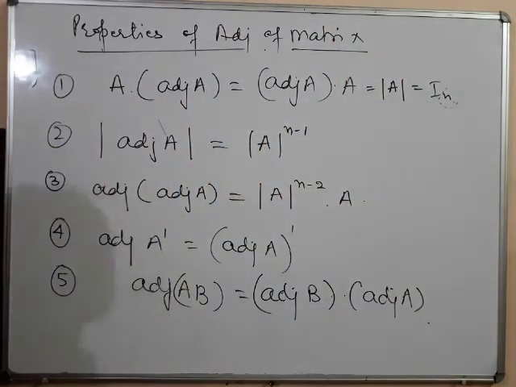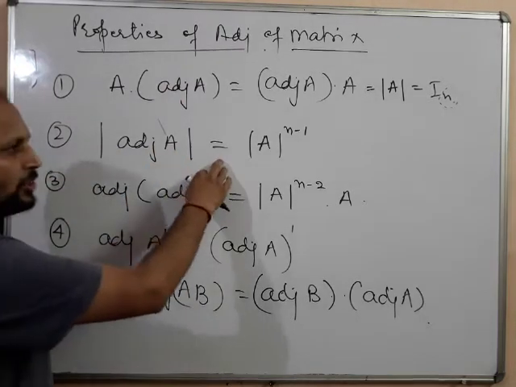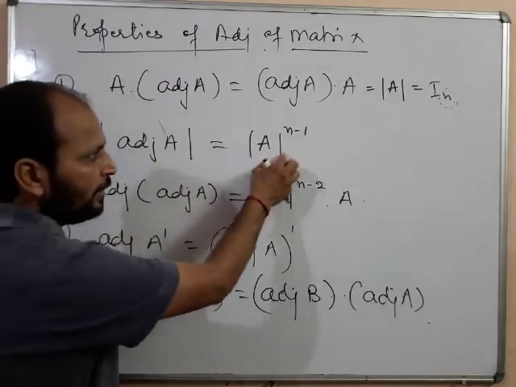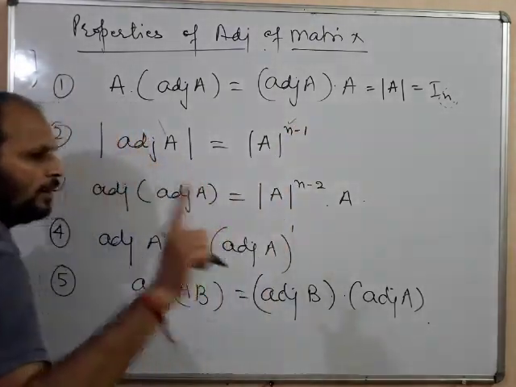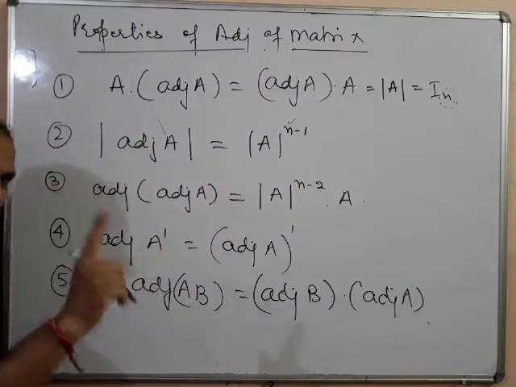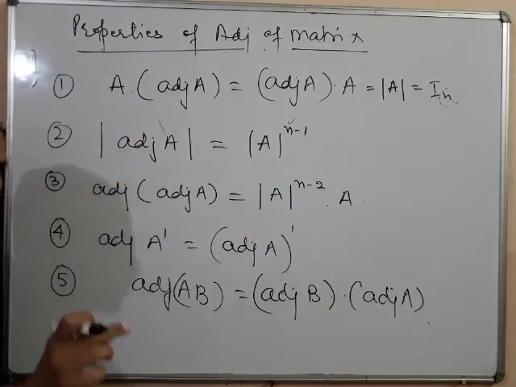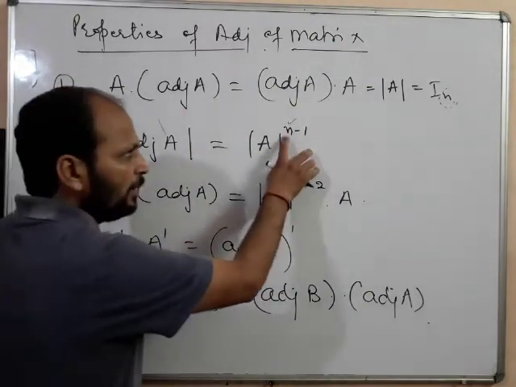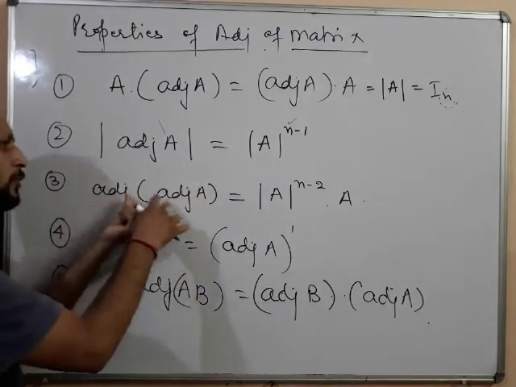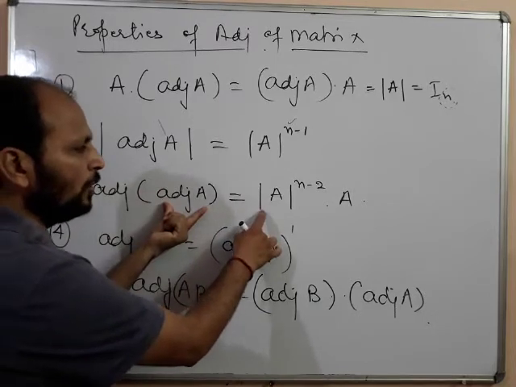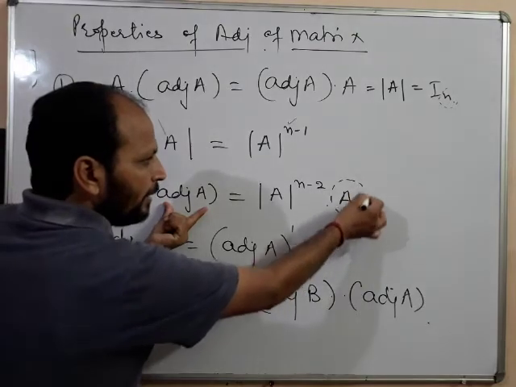And the second is, if we take the determinant of the adjoint of the matrix A, that will be equal to the determinant of A to the power n minus 1. What is the meaning of n? N means the order of the matrix. If it is of order 2, that will be 2 minus 1. If it is a square matrix of order 3 by 3, that will be 3 minus 1. Then the adjoint of the adjoint of the matrix will be equal to the determinant to the power n minus 2 into matrix A.